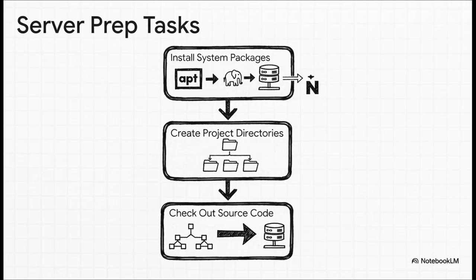We use its built-in apt module to install all the system software we need, like our web server and our database. Then we use the file module to create the perfect folder structure for our project. And finally, the Git module just reaches out to our repository and pulls down the latest version of our app's code. Three simple tasks, and just like that, our server is prepped and ready to go.